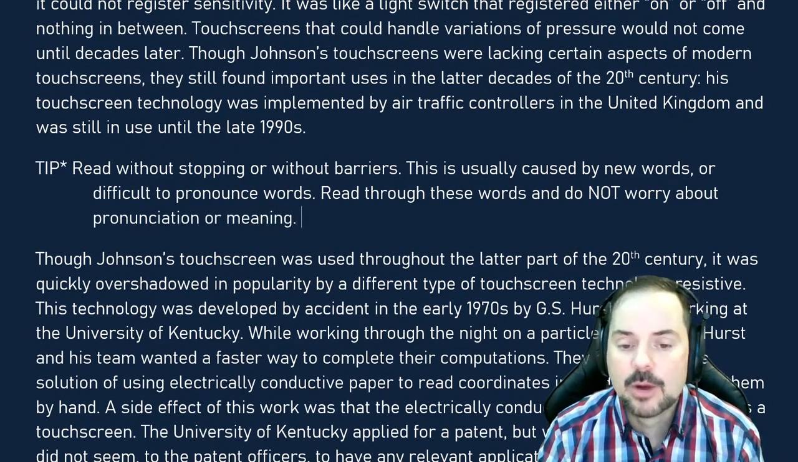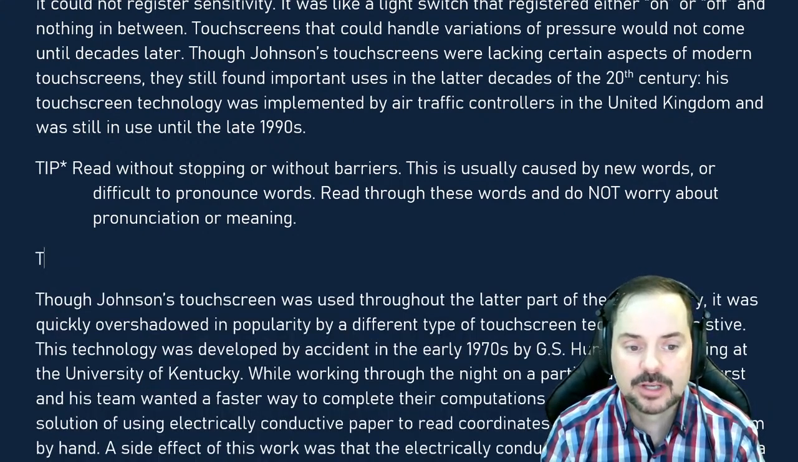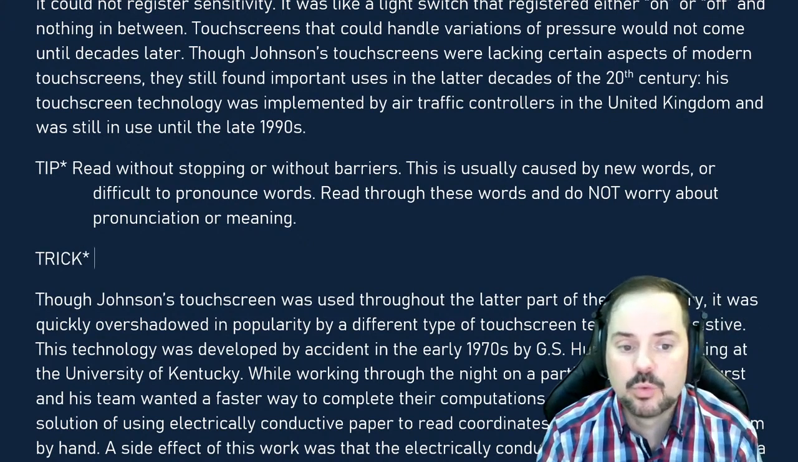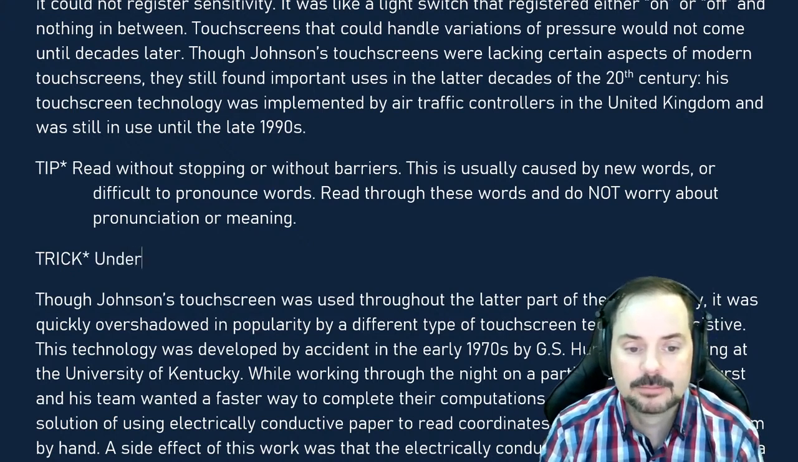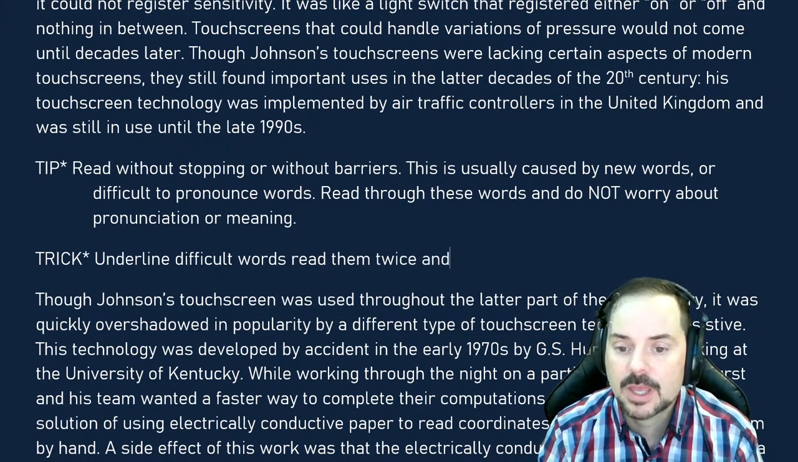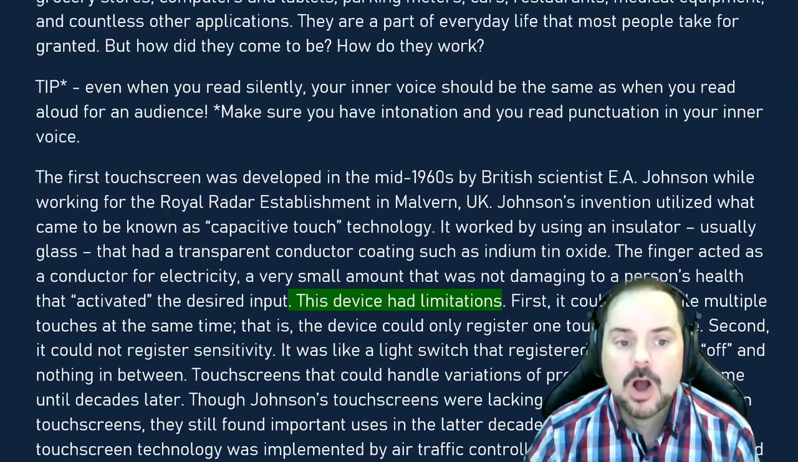Now, when you're at home, there's a trick that you can do to practice this. Read difficult words twice. So underline difficult words, read them twice, and then reread. Let me show you what I mean by this. Are you ready? Okay.